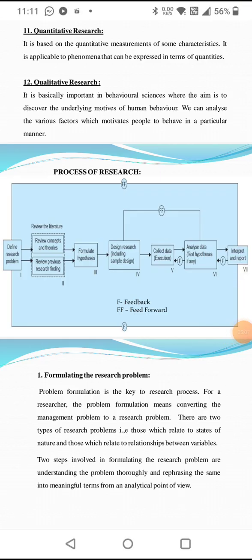And again, it must be tapped depending on the nature of the problem. So the next step is the development of a working hypothesis, that is, the formulating of the hypothesis. So what do we do in this?